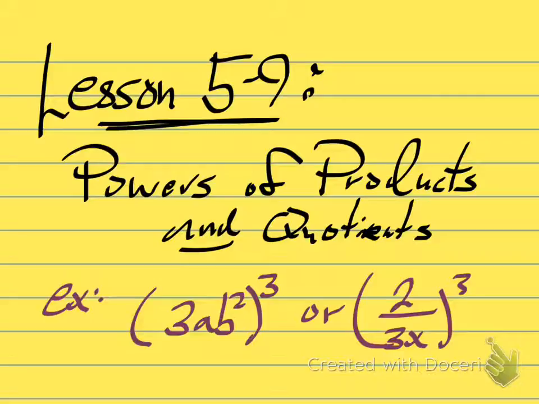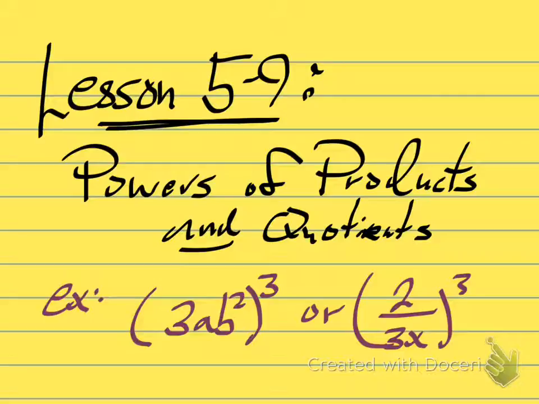So today we're talking about powers of products and of quotients, meaning that we are going to take things that are already products or quotients. Products are things that are multiplied, quotients are things that are divided, and we're going to take them to a power. We're going to raise them to an exponent. So what we're talking about are in the purple things like these examples.